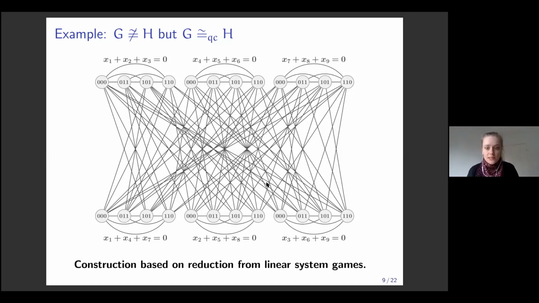And now this reduction actually allows us to obtain infinitely many examples of pairs of graphs that are not isomorphic, but are quantum isomorphic. Another consequence of this reduction is that it is undecidable to test quantum isomorphism. So given two graphs, it is undecidable to test whether they are quantum isomorphic. Another consequence is that this problem is complete for the complement of recursively enumerable languages and also for the zero gap variant of MIP star or MIP with commuting provers.